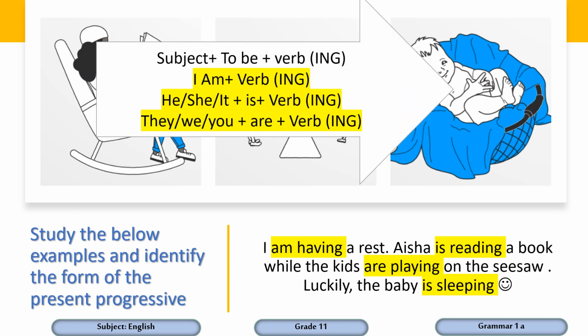So this is the form of the present progressive. I'm quite sure that you know it. The subject plus the verb to be plus ing. The verb to be: I am. He or she or it plus is plus verb ing. And they, we, you plus are plus the verb in the ing.